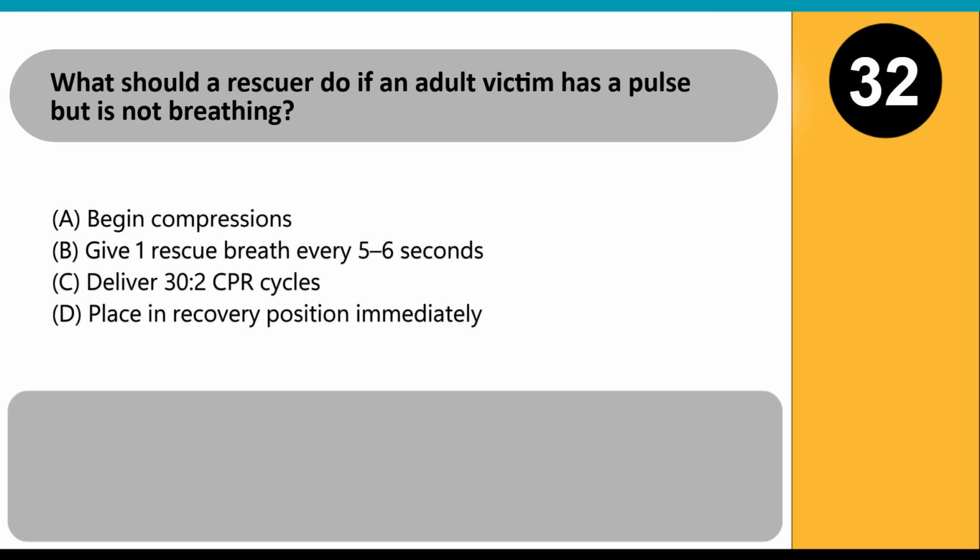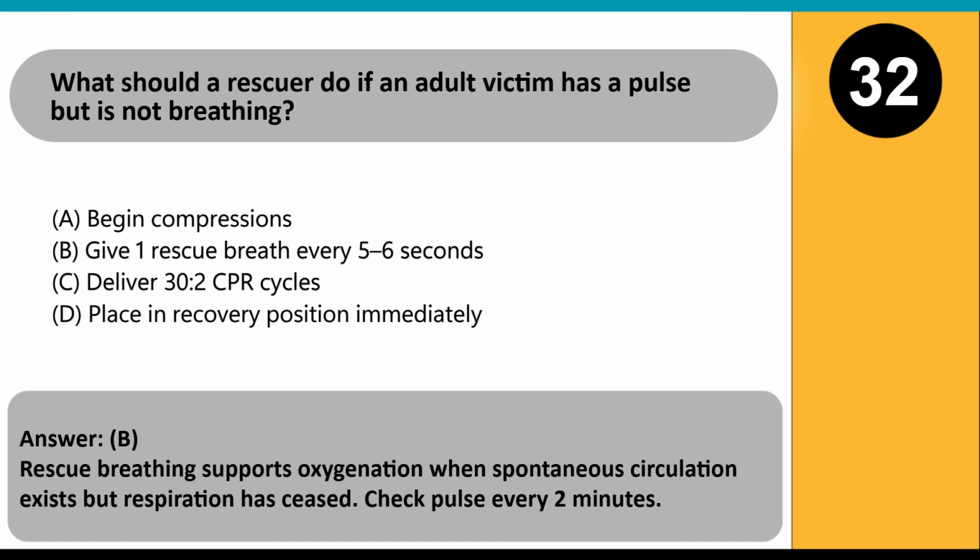What should a rescuer do if an adult victim has a pulse but is not breathing? A. Begin compressions. B. Give one rescue breath every 5 to 6 seconds. C. Deliver 30:2 CPR cycles. D. Place in recovery position immediately. Answer B. Rescue breathing supports oxygenation when spontaneous circulation exists but respiration has ceased. Check pulse every 2 minutes.